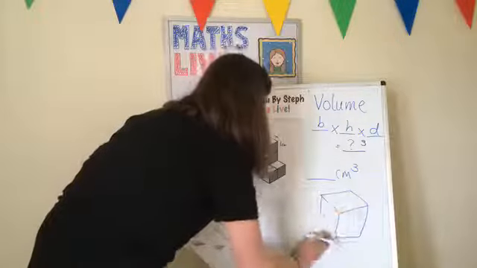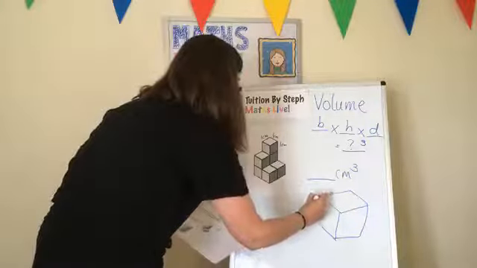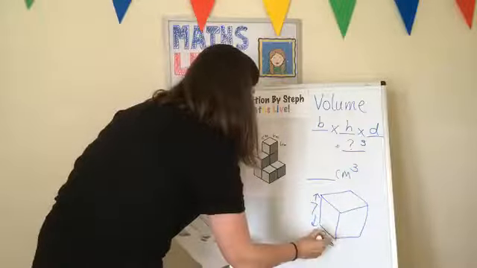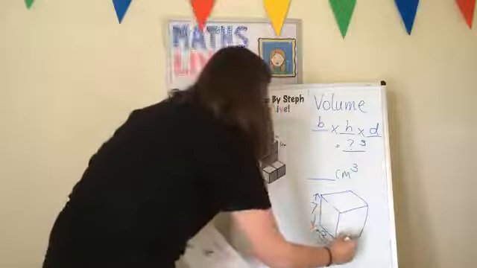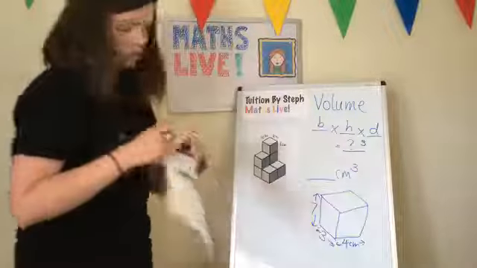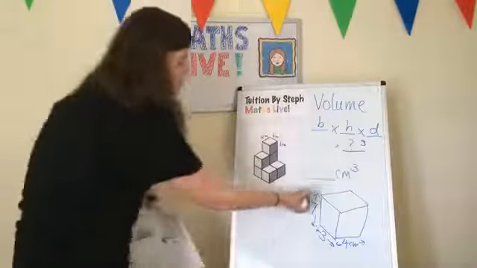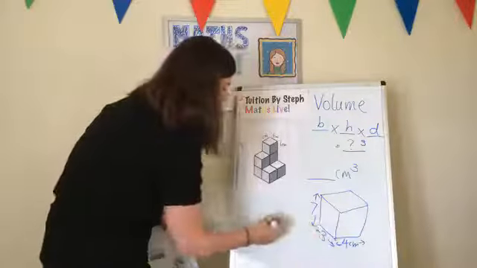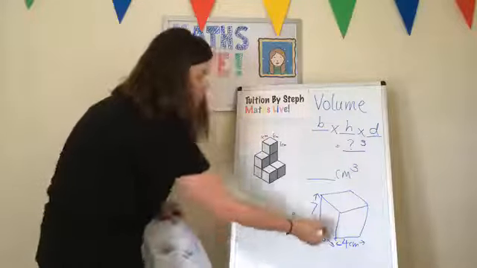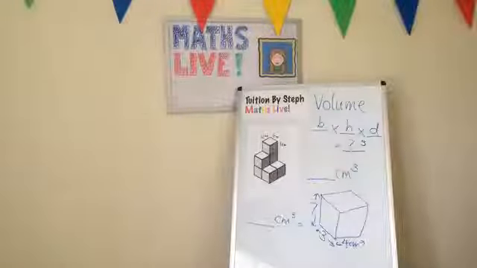Oh, my drawing's rubbish today. So we had 7 by 3 by 4. And I wanted to know the volume of that shape. I'm just going to check that it's actually on. Yeah, it's just fitted on. So 7 high, 3 wide, 4 deep. What is the volume of this shape? Give those two a go and I'll see how you're all doing, what you're all saying.